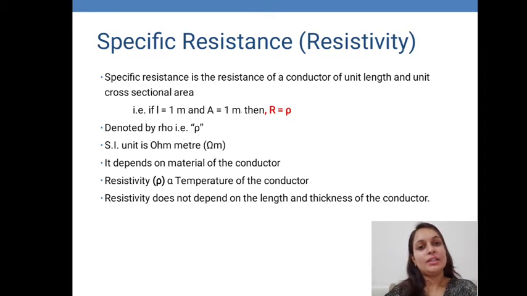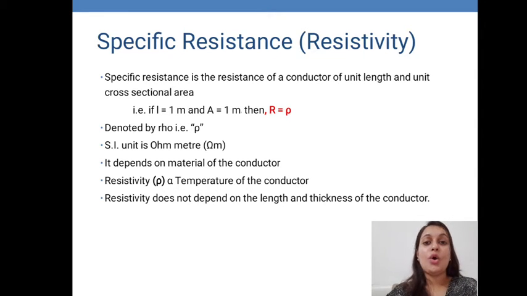Now what are the factors on which the specific resistance depends? Mainly there are two factors. The first factor is the nature of material. As I said earlier, the specific resistance is a characteristic property of each and every material. Each material has a fixed amount of resistance in it, and that is the specific resistance of that particular material. Second is temperature.